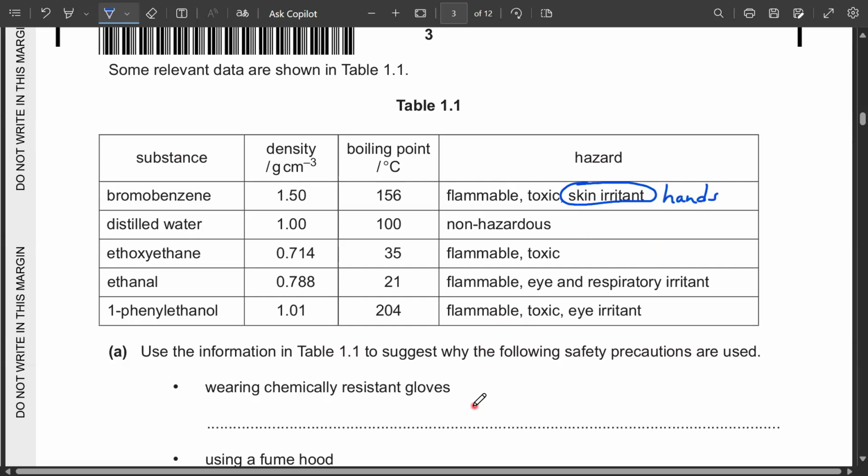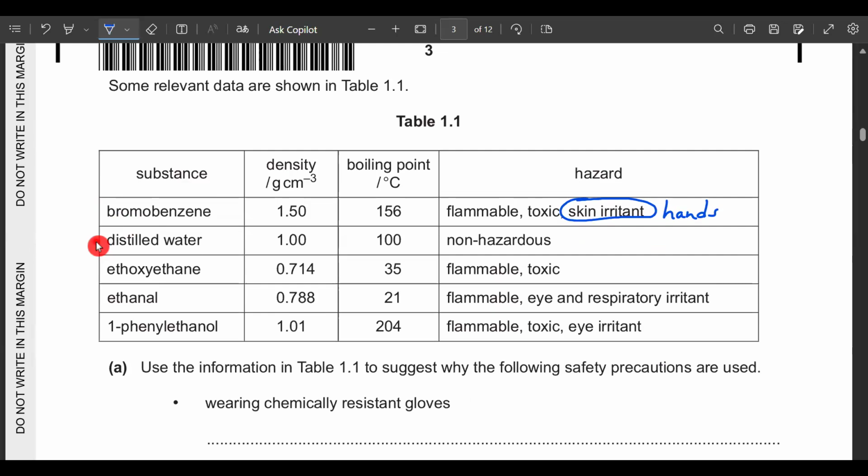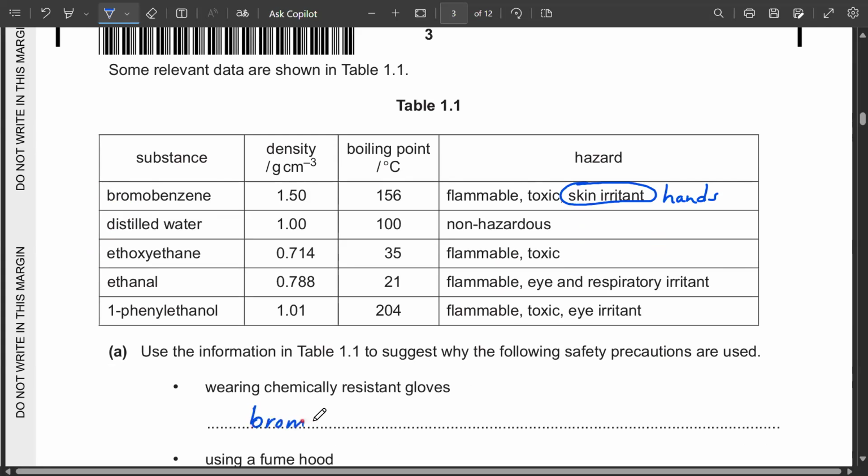So we can say wearing chemical resistant gloves is required because we consider that bromobenzene is supposed to be a skin irritant. We will write: bromobenzene is a skin irritant.